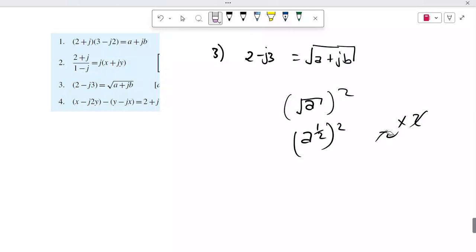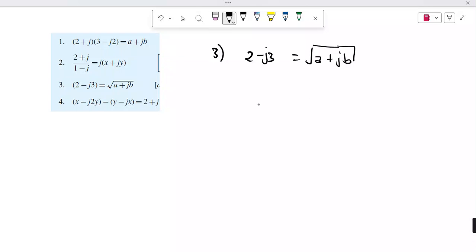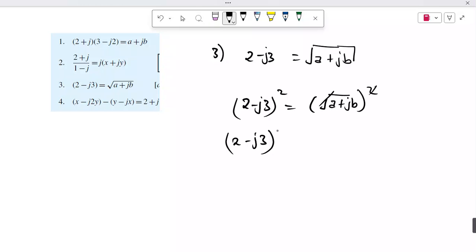For us to get rid of the square root, because we can't solve with a square root, we need to get rid of it. So you say root of 2 minus j3 equals root of a plus jb. We square it. Even here we square, so we are not squaring only one side; we square both sides. So this and this will cancel, and we have 2 minus j3 squared equals a plus jb. Okay, so now we can solve it.